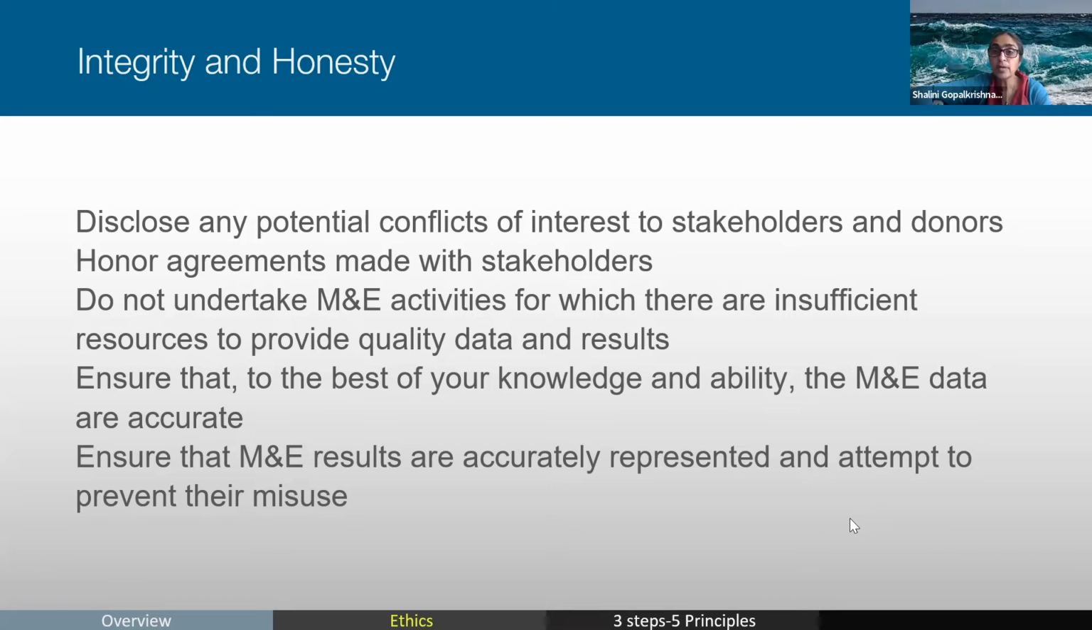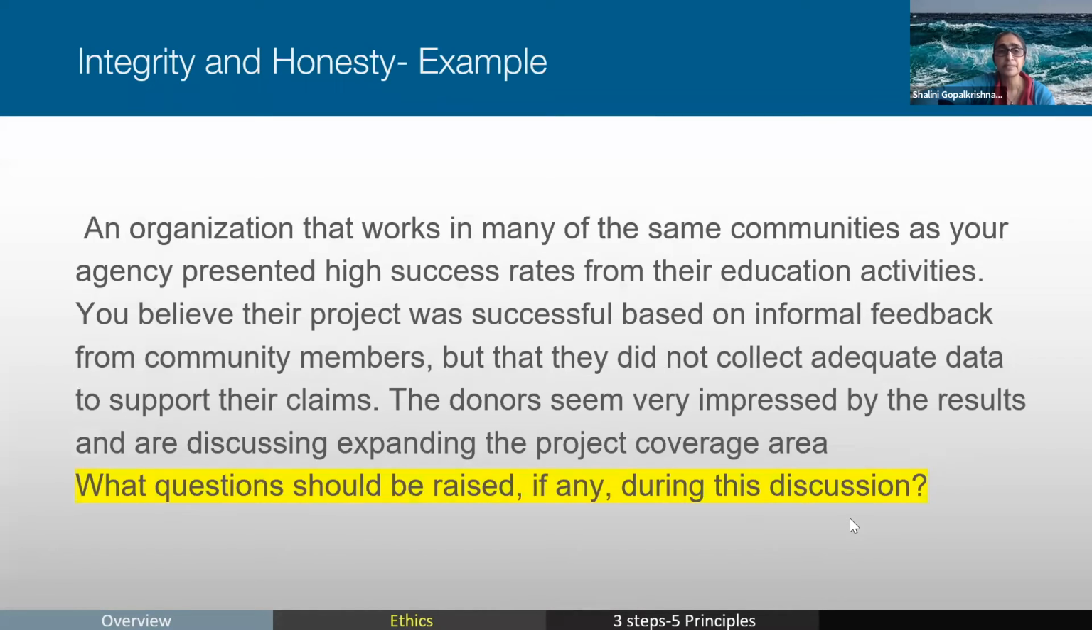make sure that the data are accurate. Okay, and do different methods. You can ask different people to triangulate, collect data from 2 different sources on the same thing. And also, of course, make sure you represent things accurately. So integrity and honesty, we all across the world, whatever happens, this is important. So again, take a minute, read this.